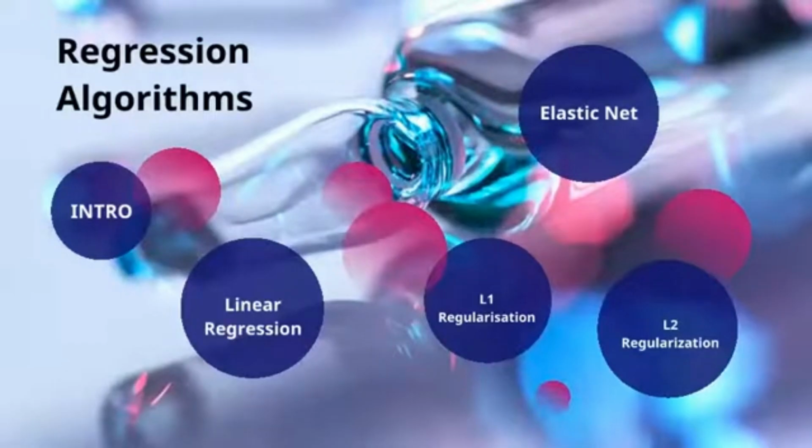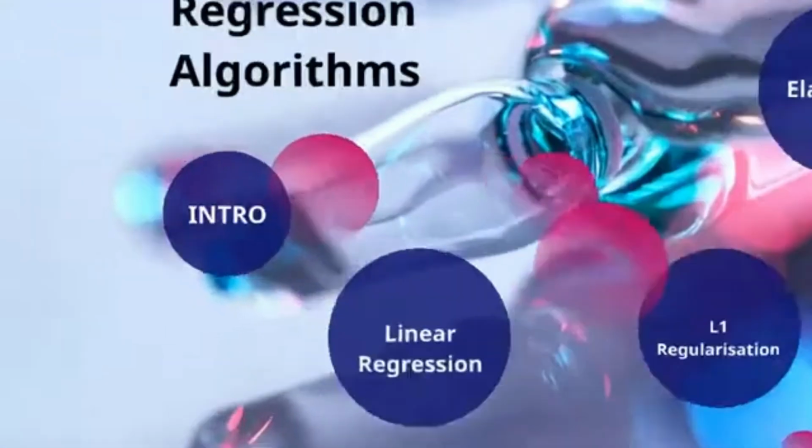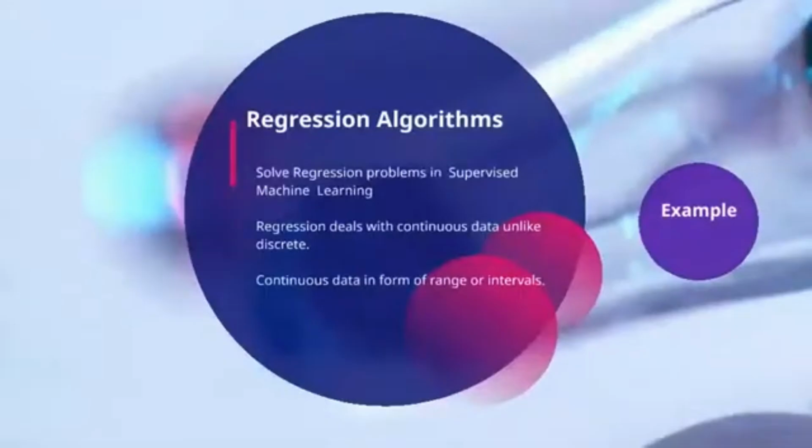Welcome back, and today we shall discuss regression algorithms in machine learning. So let's start with the introduction: what are regression algorithms? Actually, regression algorithms and classification algorithms are used to solve supervised machine learning problems. Classification algorithms have already been covered; refer to the link in the end screen. So we'll be discussing regression algorithms.